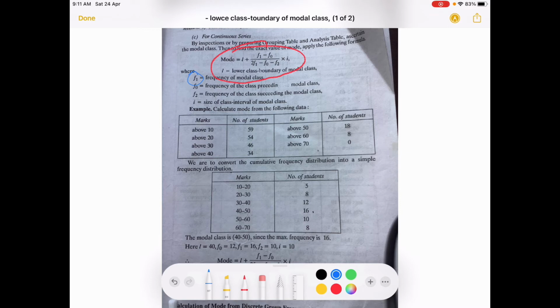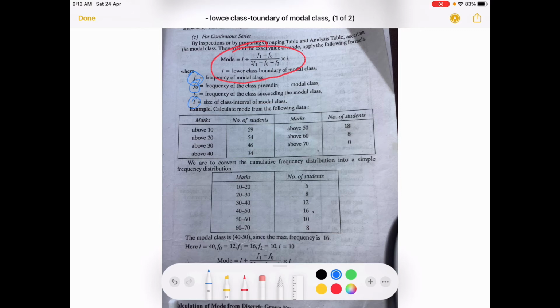Okay, don't worry. F0 is equal to frequency of the class preceding the model class. Model class अलि अगाडि आउने frequency. F2 is equal to frequency of class succeeding to the model class. Model class को frequency जुन चाहिँ छ त्यसको अलिक पछाडि आउनेलाई चाहिँ त्यो भन्छ F2. I means size of the class interval of the model class. That is called class interval को difference, common factor. I is equal to common factor.